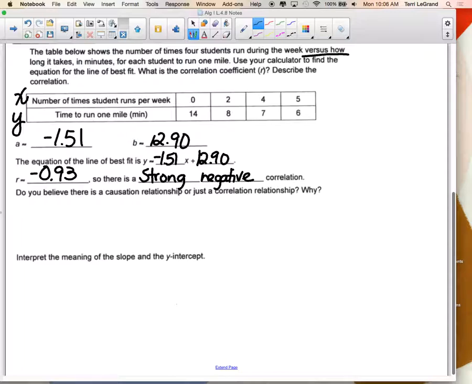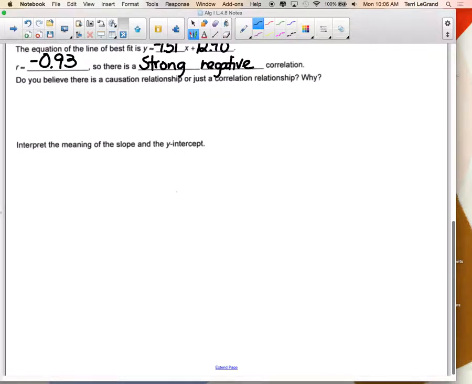So does one affect the other? Does one cause the other to behave? So what do you think in this situation? Do you think there's also causation? Yeah. Okay, why? Because the more you run per week, the less your time is. Yeah, it seems like the number of times that you run per week should affect your time running the mile, shouldn't it? So it seems like there's also a causation effect, so we're going to say there is a causation relationship.